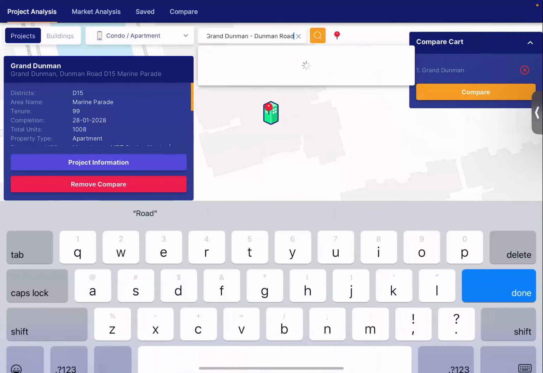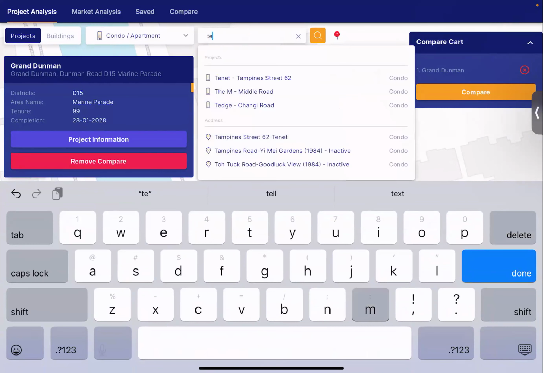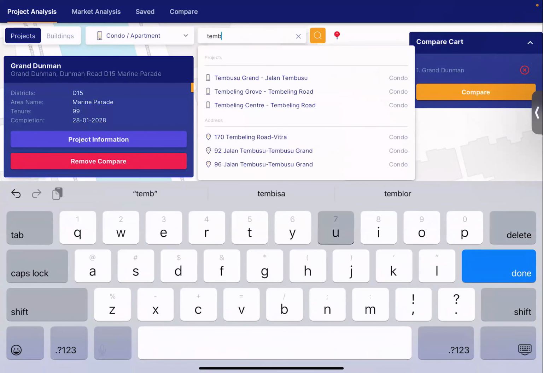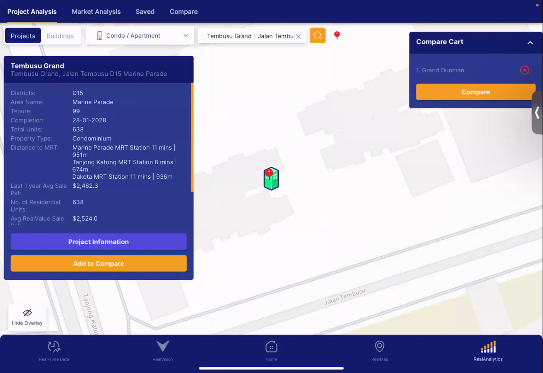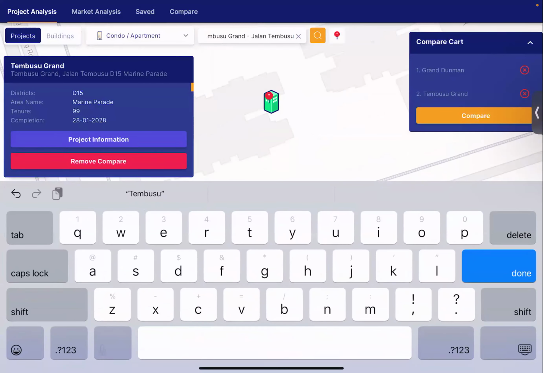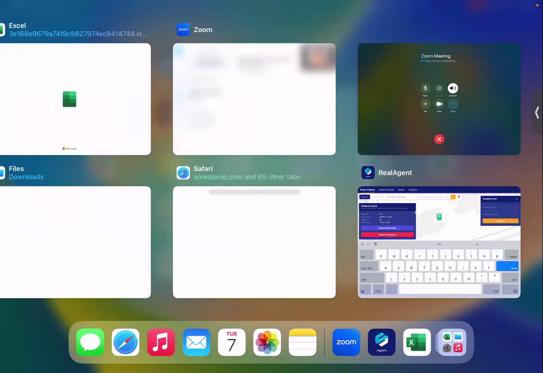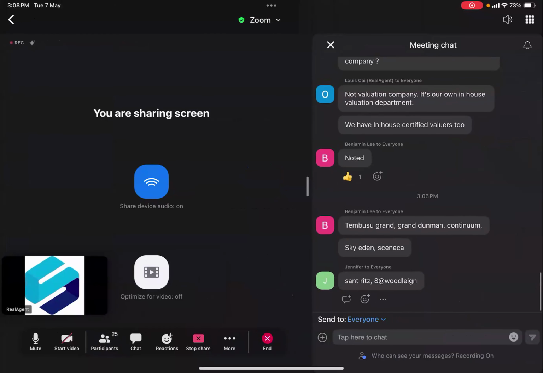Okay. Next one you want to search for is Tembusu Grand. So same thing, building icon show up, you click on it, add to compare. So now on the right hand side, you got 2 projects already. The last one is Continuum, spelling a bit more tricky.